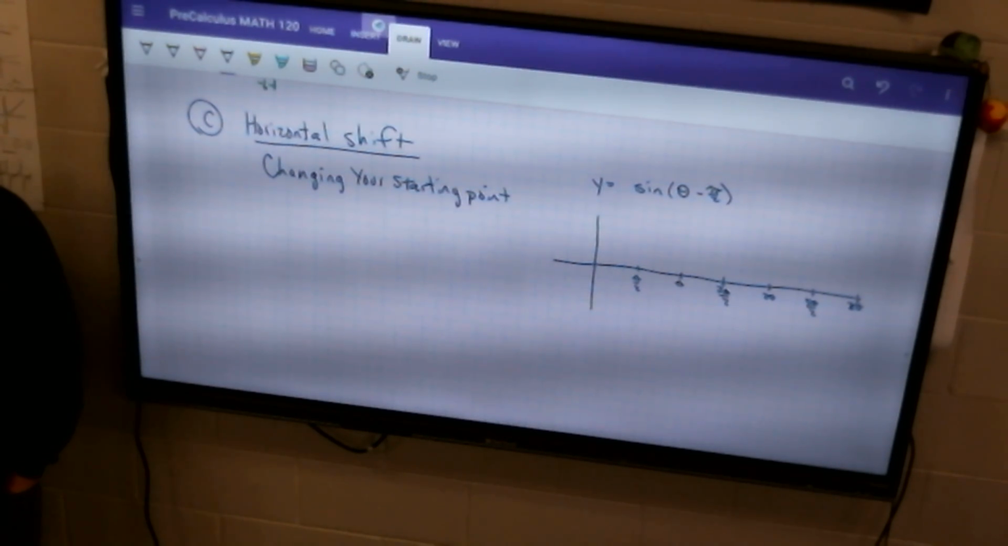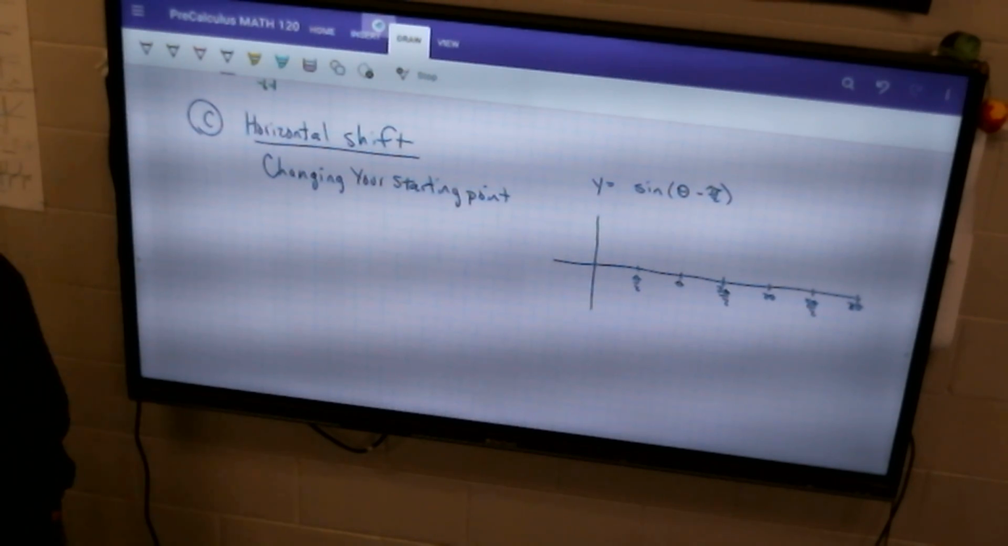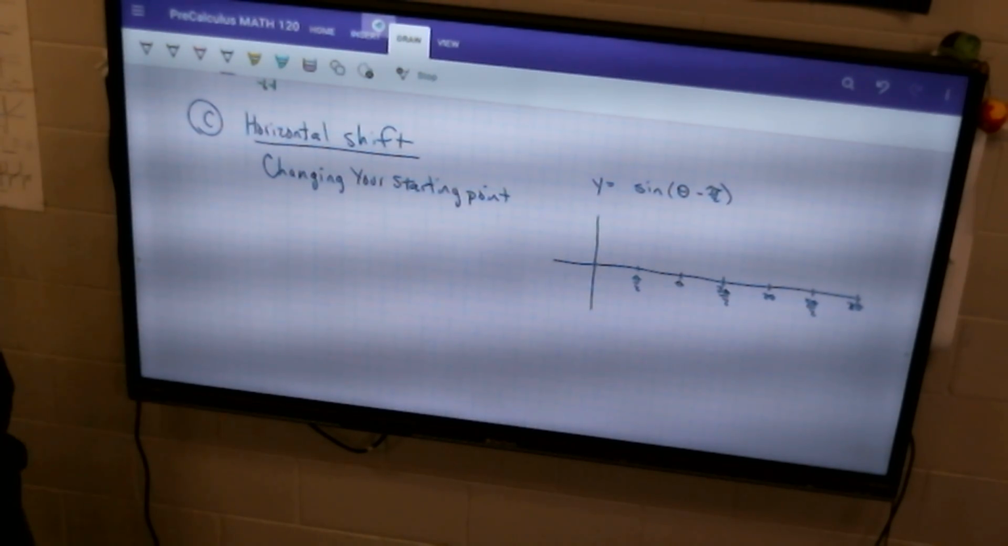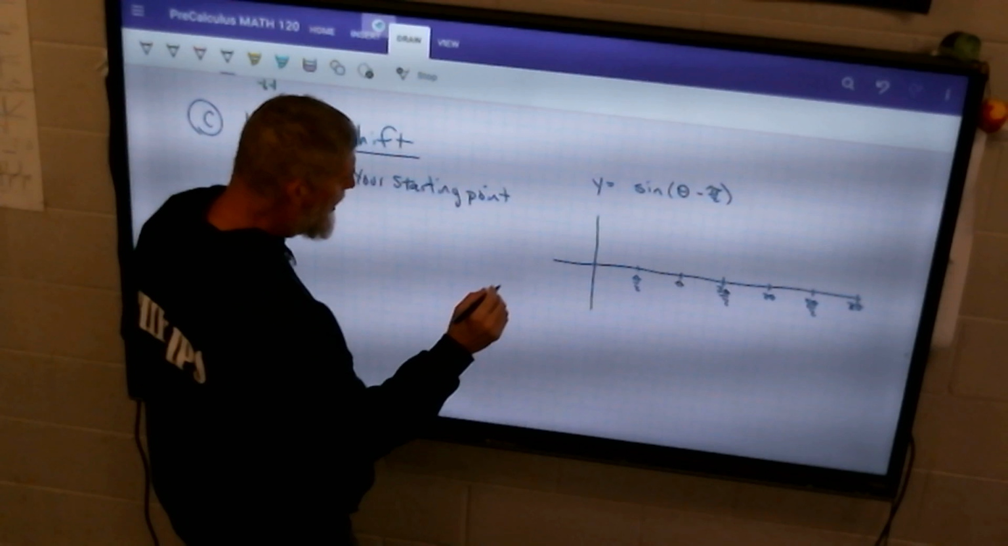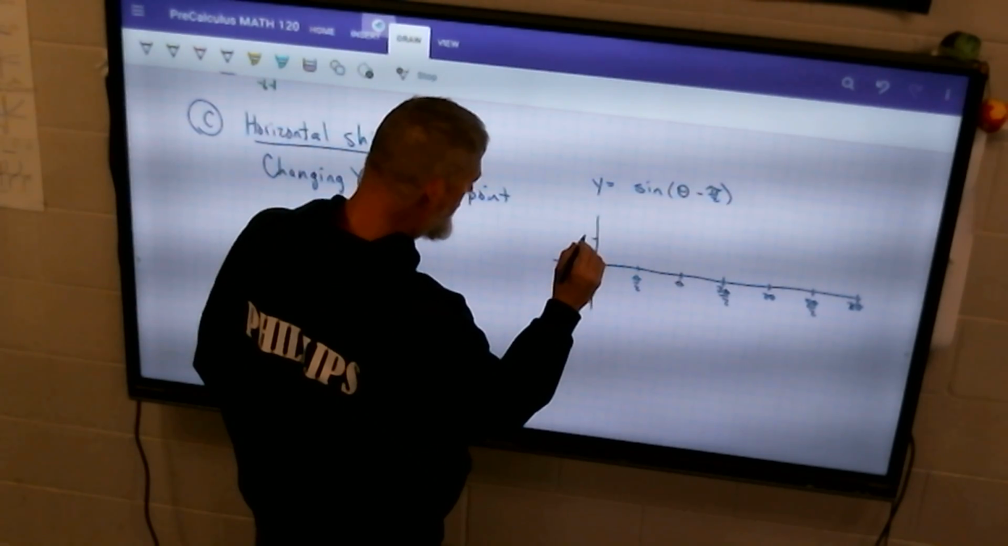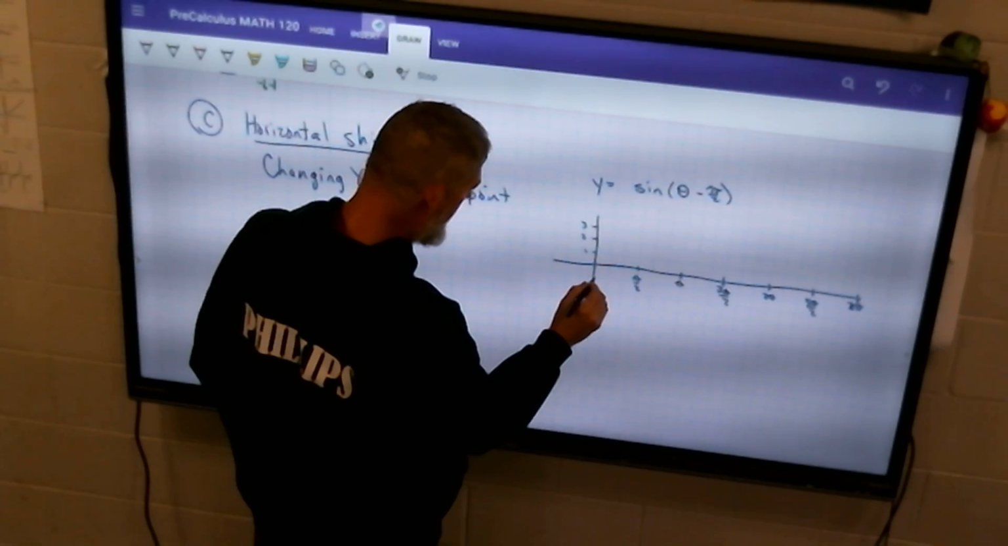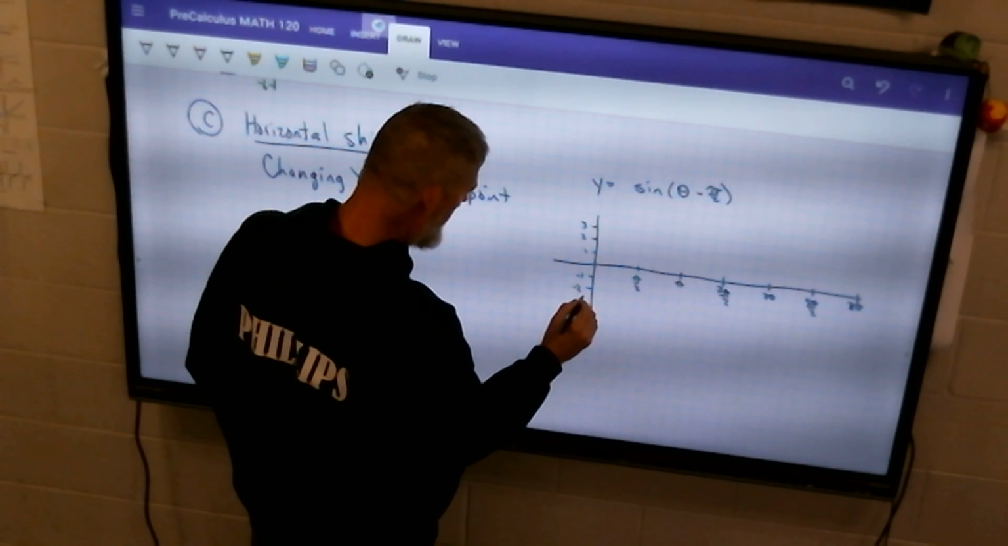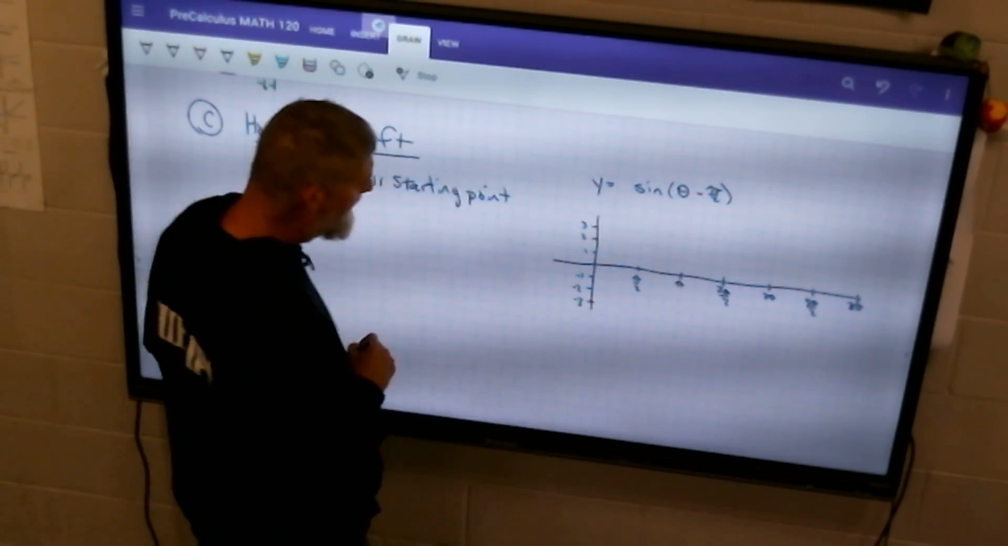I can't read your numbers. I'm sorry. This is exactly the same graph I'm doing every time. It's getting smaller and smaller each time. Okay, so let's go 1, 2, 3, -1, -2, -3.